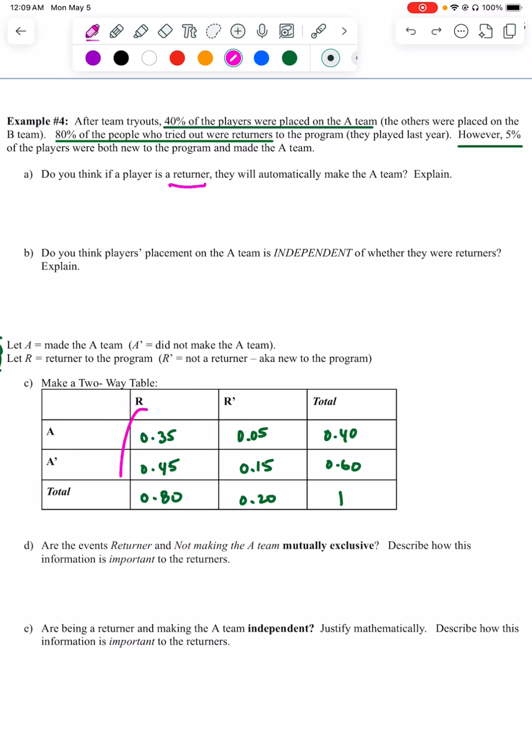Well, if they're here, it's 0.35 out of the 0.80, really. So they will not necessarily automatically make the 18. This is a chunk of that, but it's not really a big chunk of it. So not necessarily.